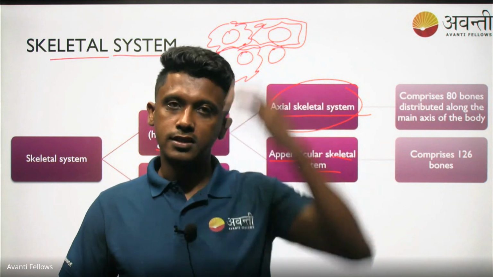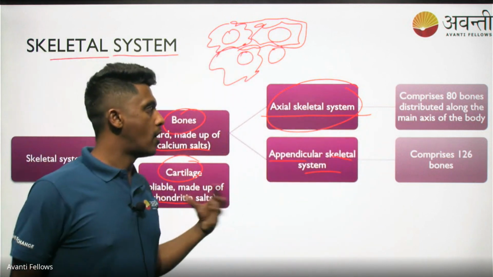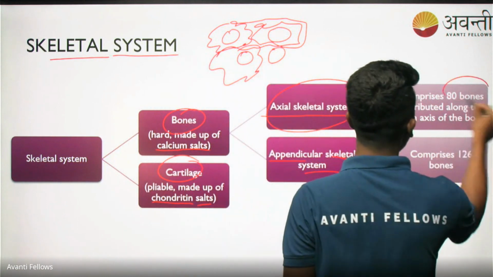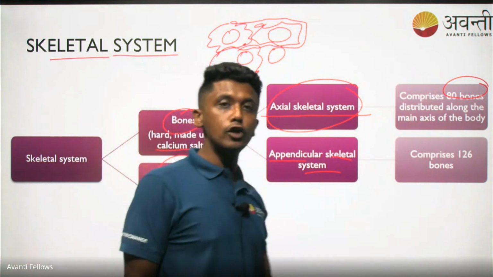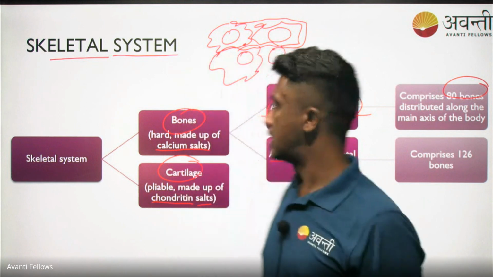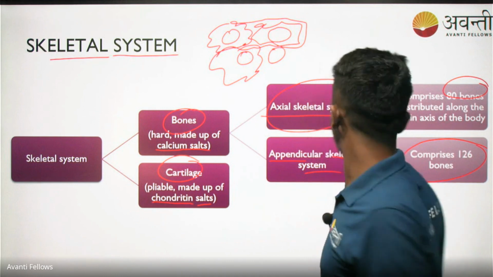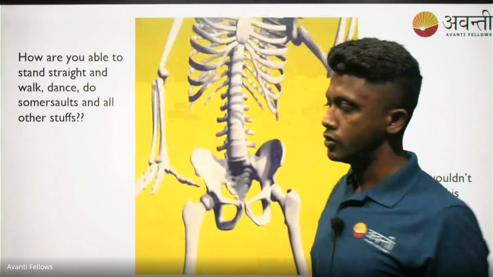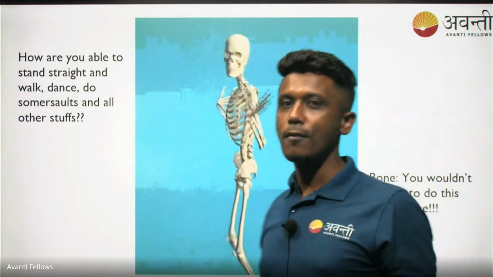Okay. So the skull, the vertebral column, and the ribs make up the axial skeletal system. How many bones are there in the axial skeletal system? 80 bones are present in the axial skeletal system. Whereas the appendicular skeletal system, your forelimbs and hind limbs, comprises 126 bones. So it's not possible to do any of this activity without the help of bones, isn't it?